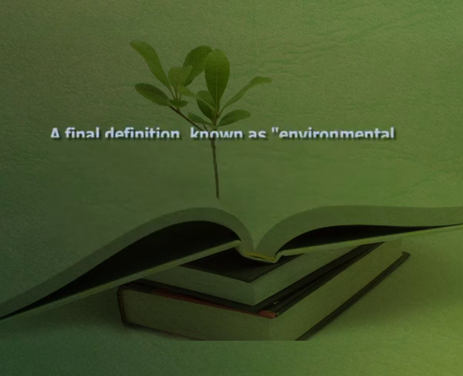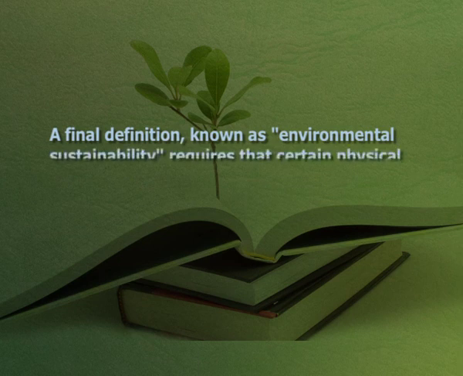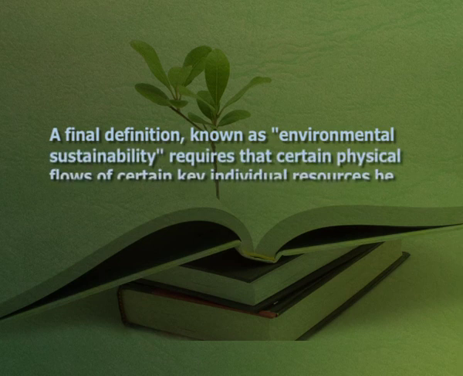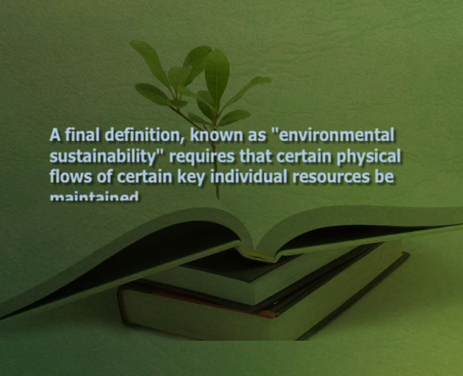A final definition, known as environmental sustainability, requires that certain physical flows of certain key individual resources be maintained. This definition suggests that it is not sufficient to maintain the value of an aggregate. For a fishery, for example, this definition would require catch levels that did not exceed the growth of the biomass for the fishery. For a wetland, it would require the preservation of the specific ecological functions.